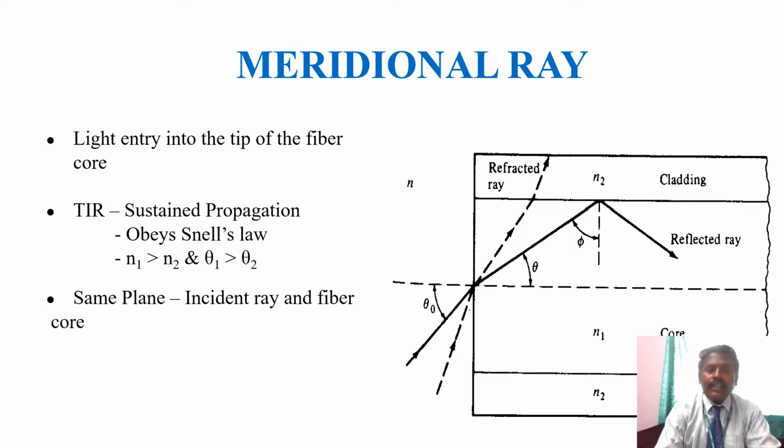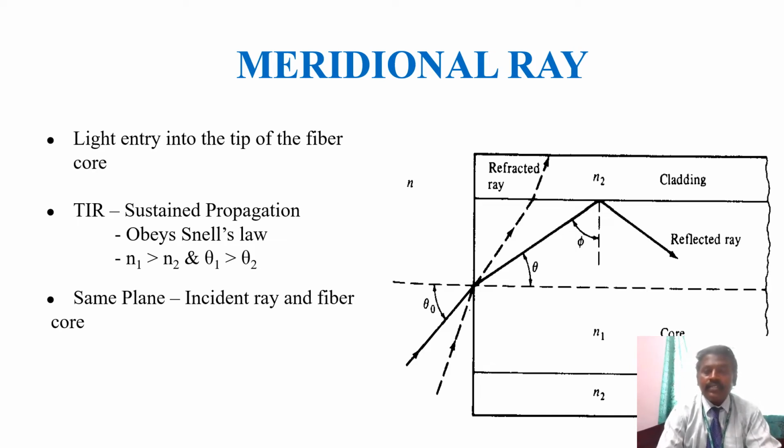Then the light enters the tip of the fiber core. Look at the diagram. The light is entering from the outside world into the fiber core at the axis, making an angle theta naught. Then, by using total internal reflection, all the light that enters is reflected at the core-cladding boundary, so it obeys Snell's law.